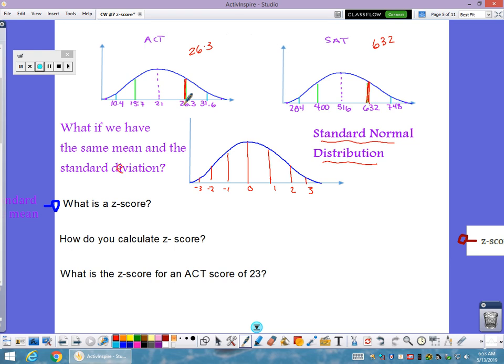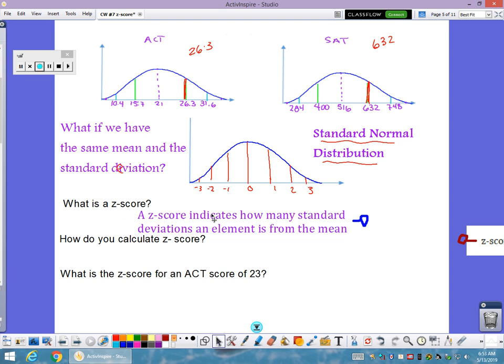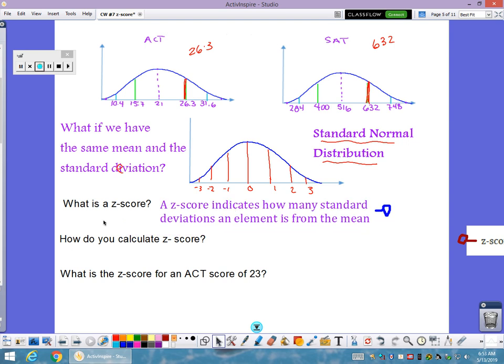All right, let's identify what a z-score is, and this is in your notes, so go ahead and write out what a z-score is. A z-score indicates how many standard deviations an element is from the mean. So the score we get with the z-score is going to be a number.